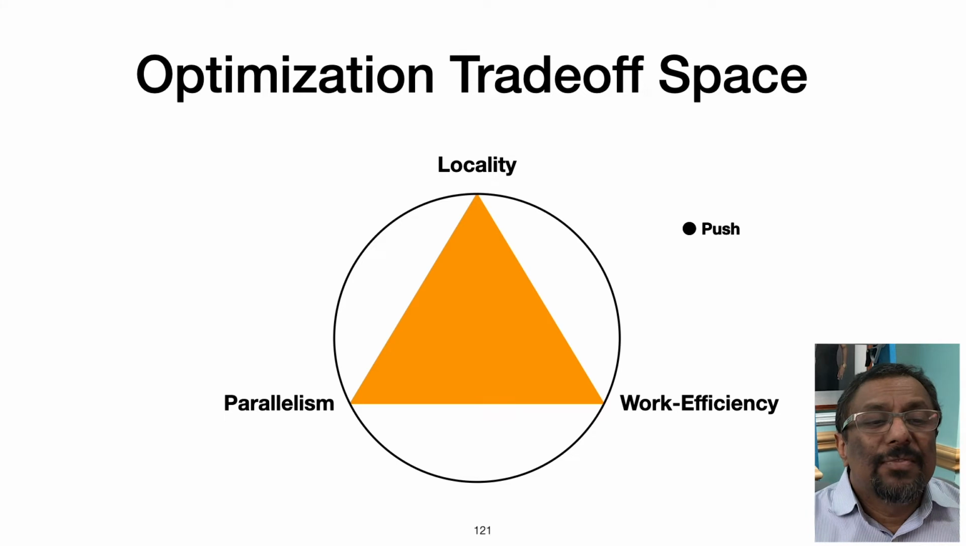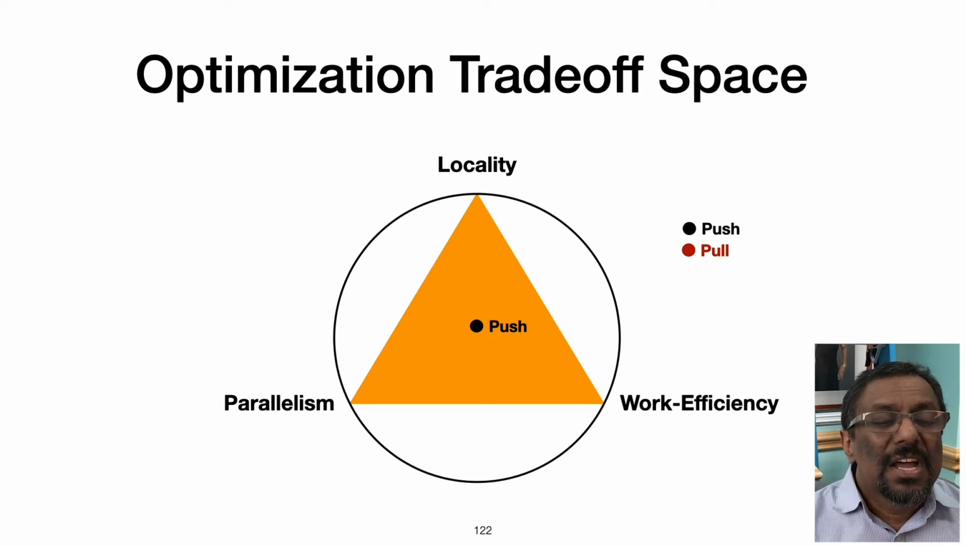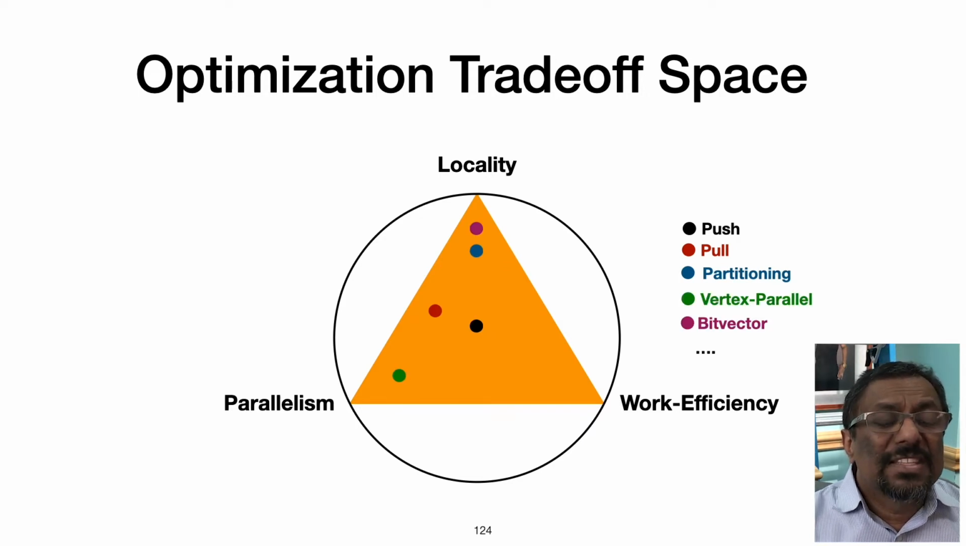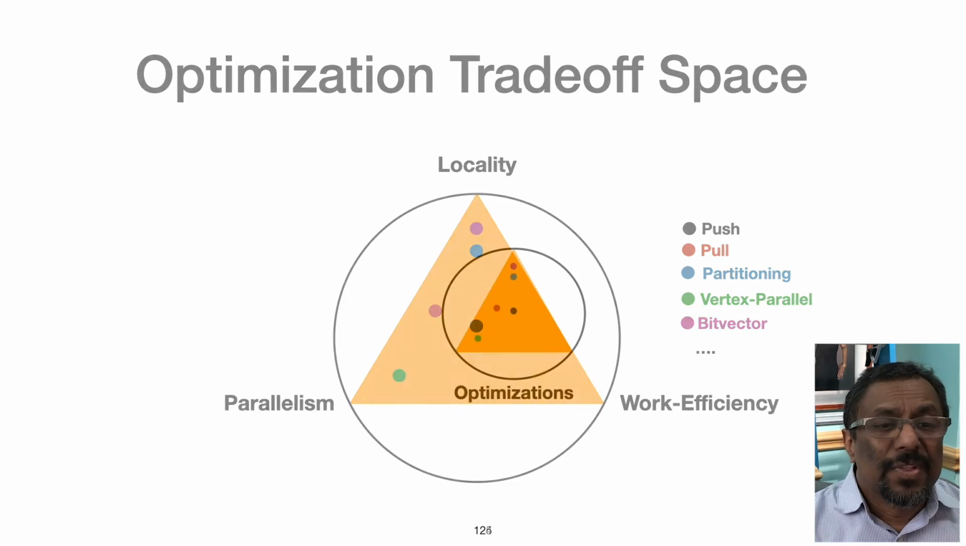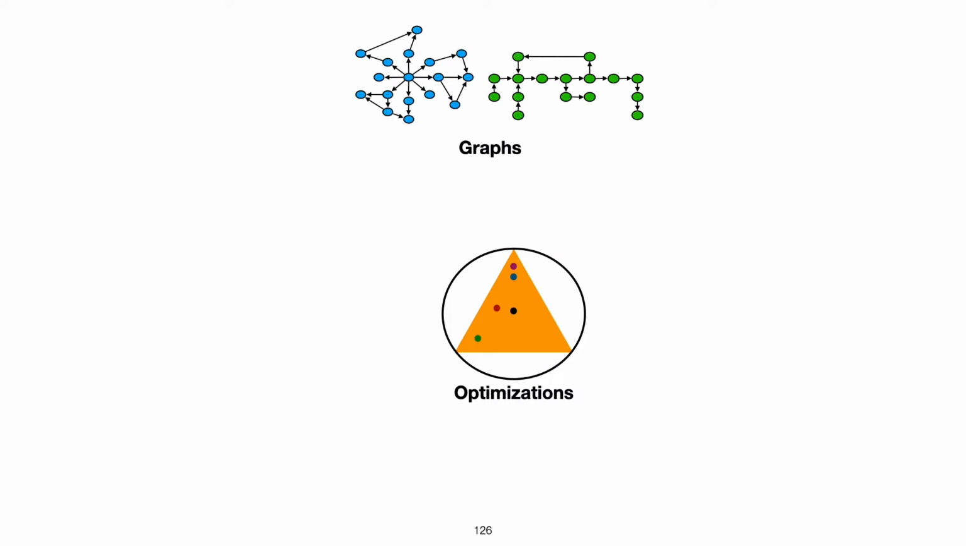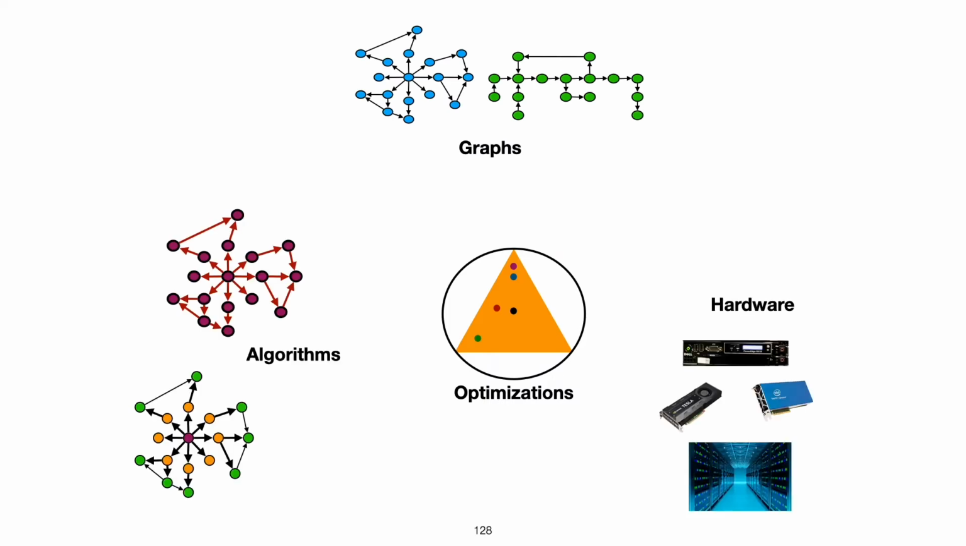So for example, if you look at something like the push schedule, it stays somewhere between locality, parallelism and work efficiency. But if you look at the pull algorithm, it probably has better locality and better parallelism but less work efficiency. And partitioning basically has a lot better locality but less parallelism and less work efficiency. So all these things fit in this space. So you have to navigate through this optimization space very carefully. You have to look at the graph, the algorithm and the architecture.